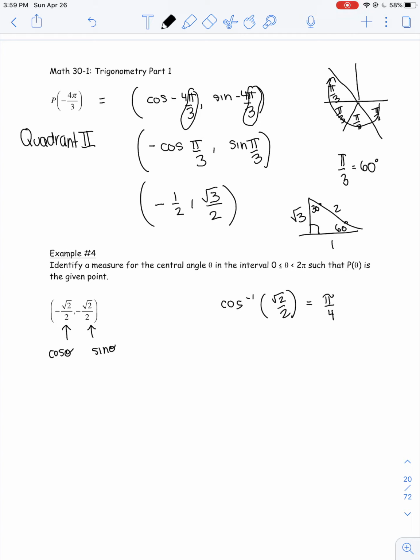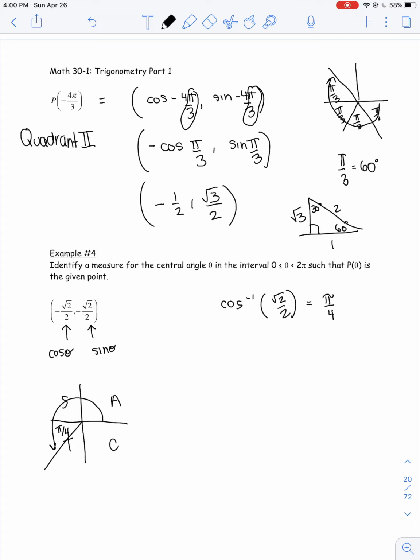So pi over 4. First we need to figure out what quadrant we're in. That would help us as well. When both cos and sine are negative, CAST, that means we're in the third quadrant. So we have an answer in our third quadrant with the reference angle being pi over 4. We are going this way. In this case, we're going from 0 to 2 pi. We're not going in the negative direction. It wants us to go from 0 to 2 pi in that interval. So there's only one solution here.